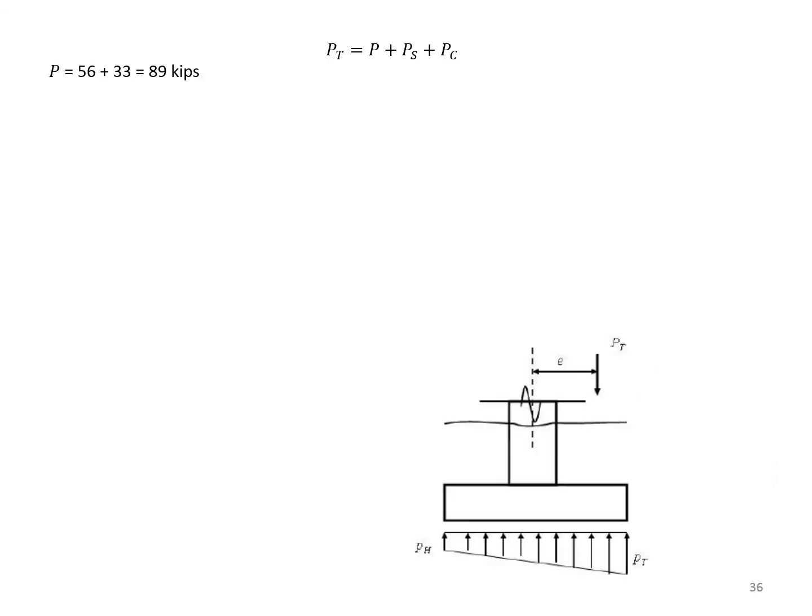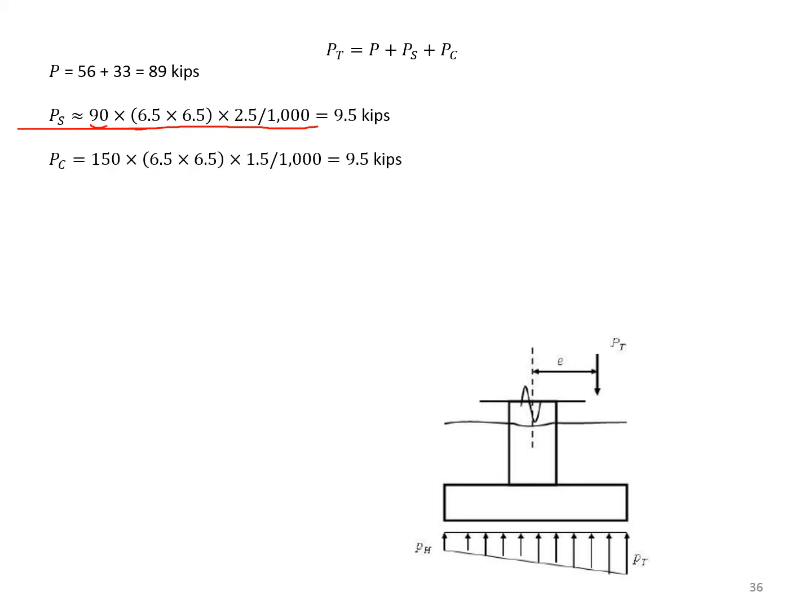We don't use any load factors in this case. So totally we get the 56 for dead load, 33 for live load. We get 89 kips, and therefore when we compute the weight of the soil, the density times the area, and this is in pounds, so I divide it by 1,000, I get kips. And I get the weight of the concrete, which in this case also becomes 9.5. 150 is the density of concrete, multiplied by the size, multiplied by the thickness. Adding those together, we get 108 kips.